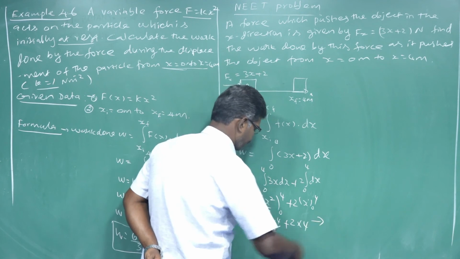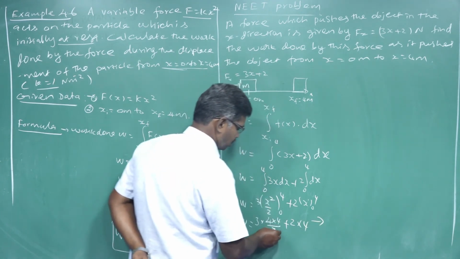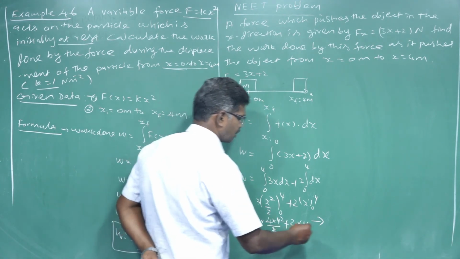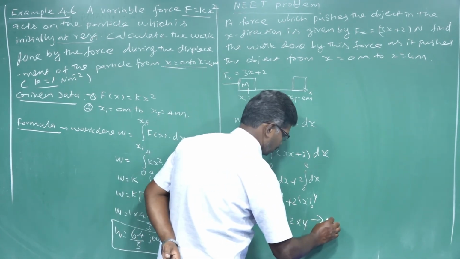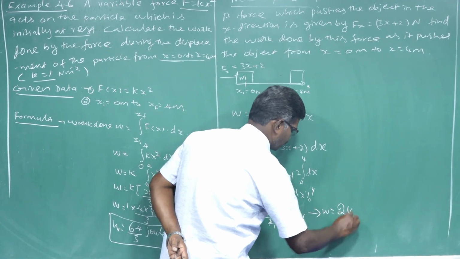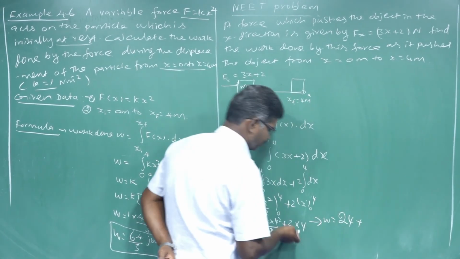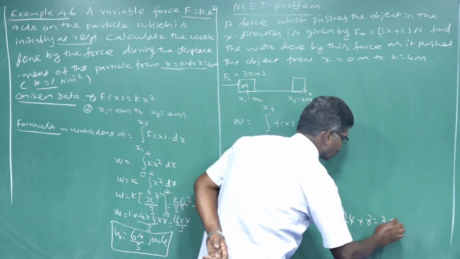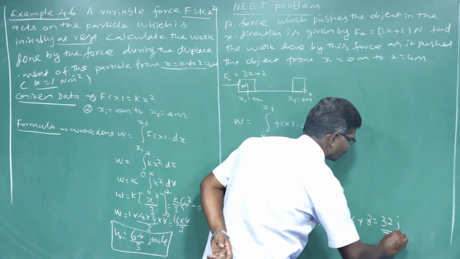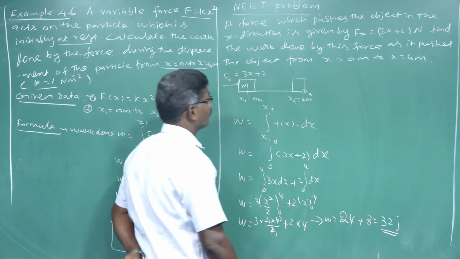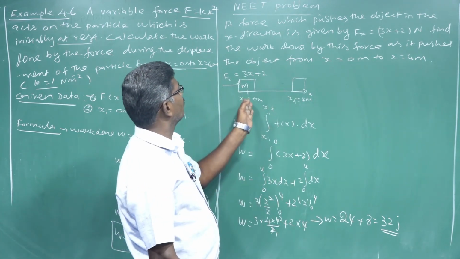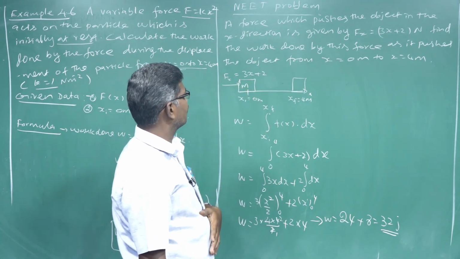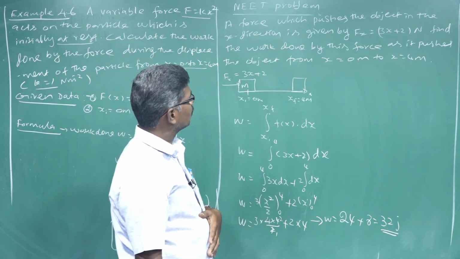From this we will get 3 times 8, which is equal to 24, plus 2 into 4, which is 8, that is equal to 32 joule. Our answer is 32 joule for the work done to move from 0 meter to 4 meter by the force of application 3x plus 2.